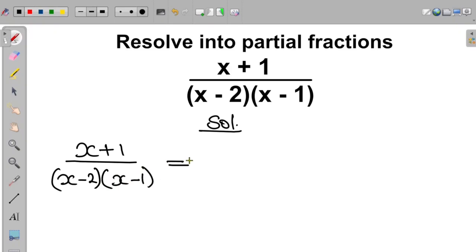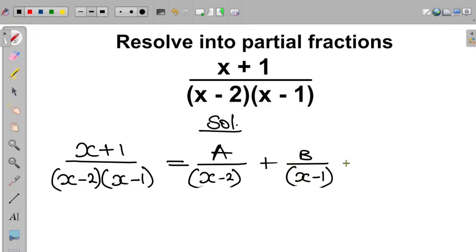At this point, since the denominator is a linear factor, the fraction is resolved into partial fractions of the form A divided by (x - 2) plus B divided by (x - 1). Let's call this equation 1.